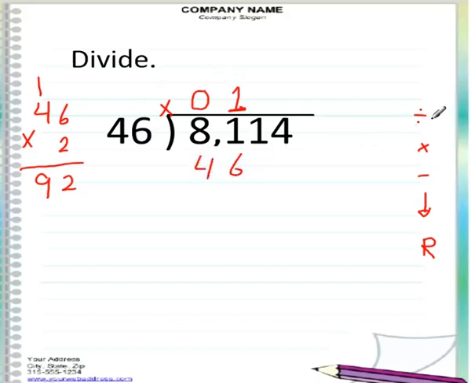So I divided 81 divided by 46, 1. Then I multiplied 1 times 46 equals 46. The third step is to subtract. Of course, always start from the ones place. 1 minus 6, I can't subtract because 1 is less than 6, so we have to regroup. The 8 will be 7 and the 1 will be 11. 11 minus 6 equals 5.